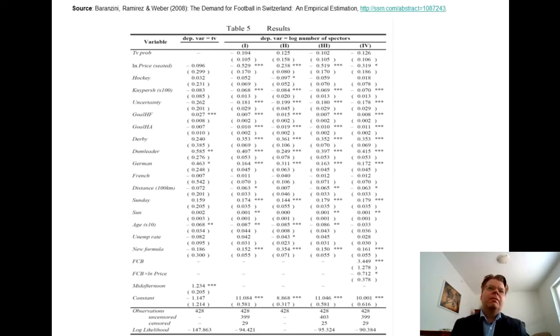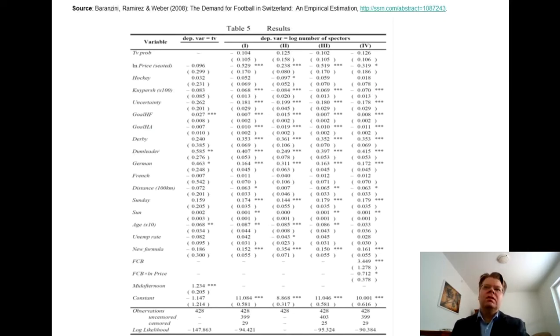in model number 1, we have a minus 0.529. So that means that price has a negative impact on the number of spectators. That would, of course, be what we would expect normally: the higher the price, the lower the demand. Since both the dependent variable and the price are in logarithms, this is actually the own price elasticity of demand. So a 1% change in price would have a 0.5% decrease in the demand, everything else held constant.